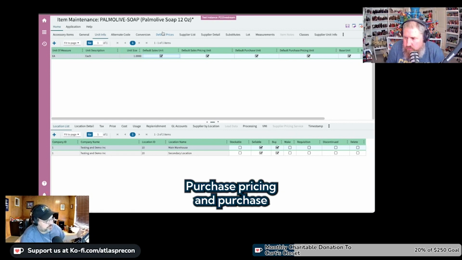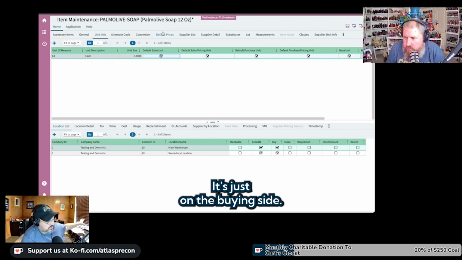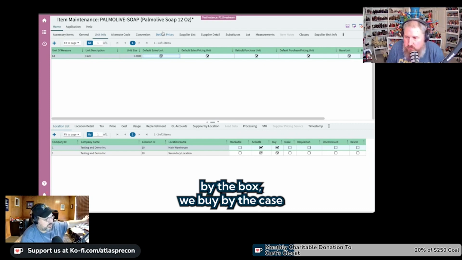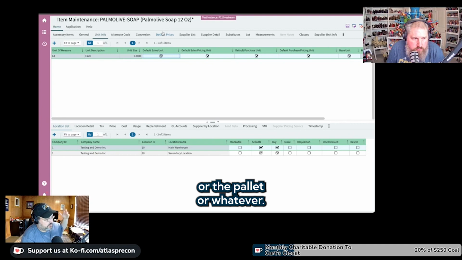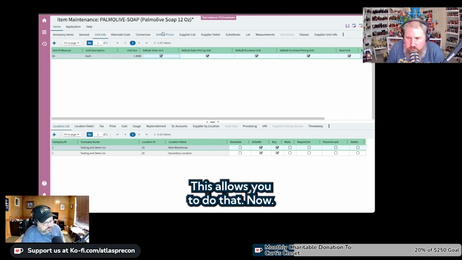Purchase pricing and purchase units are the same thing. It's just on the buying side. I understand they normally sell by the box. We buy by the case or the pallet or whatever. This allows you to do that.